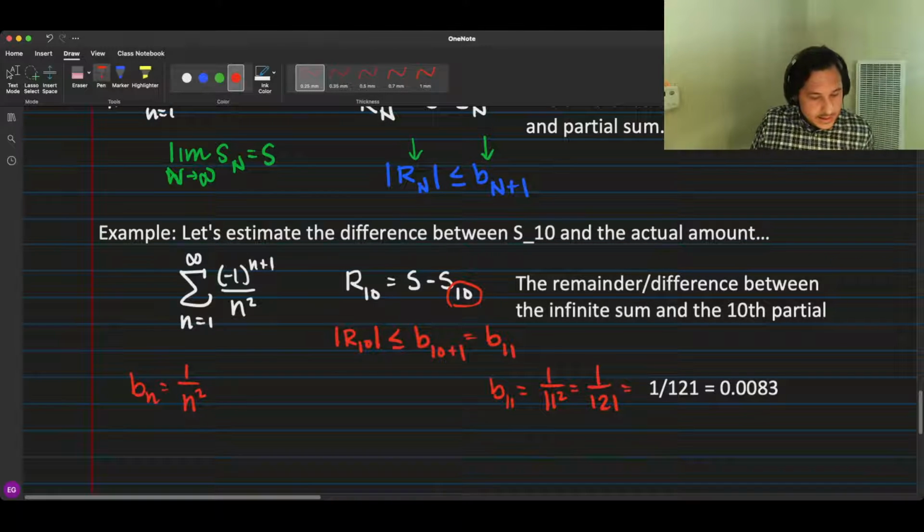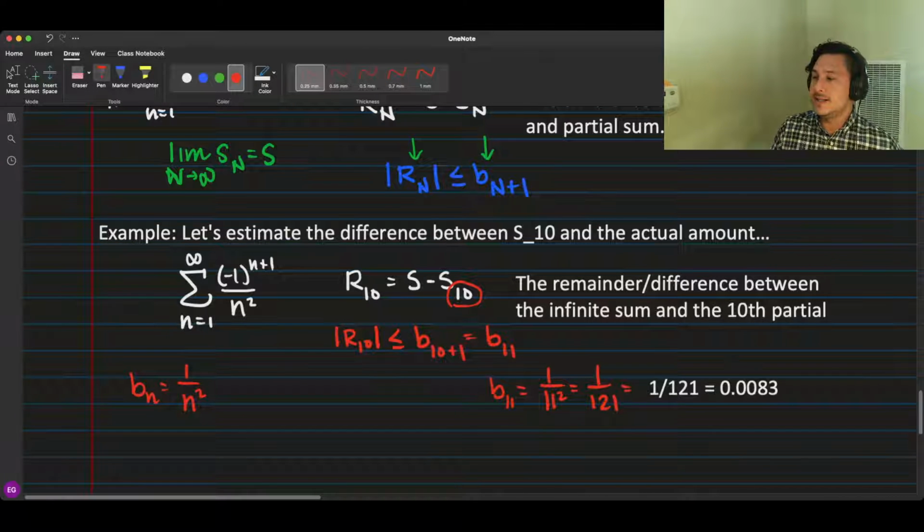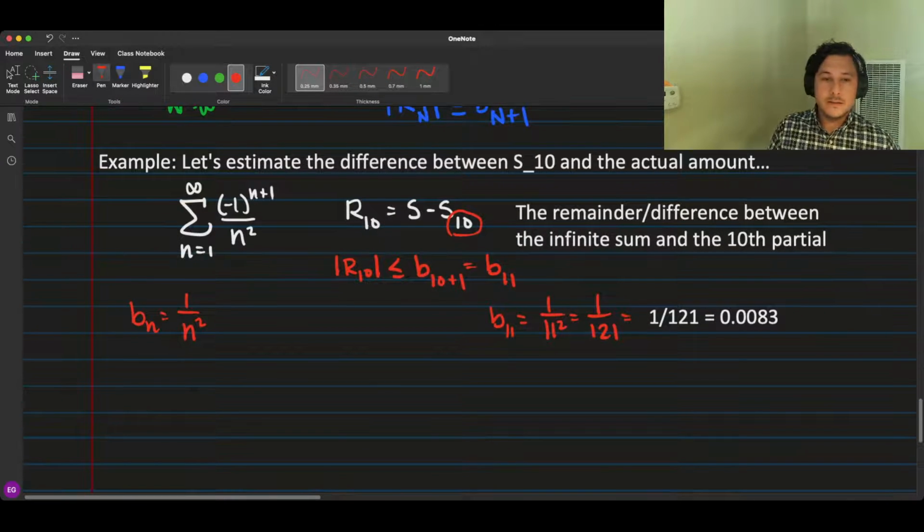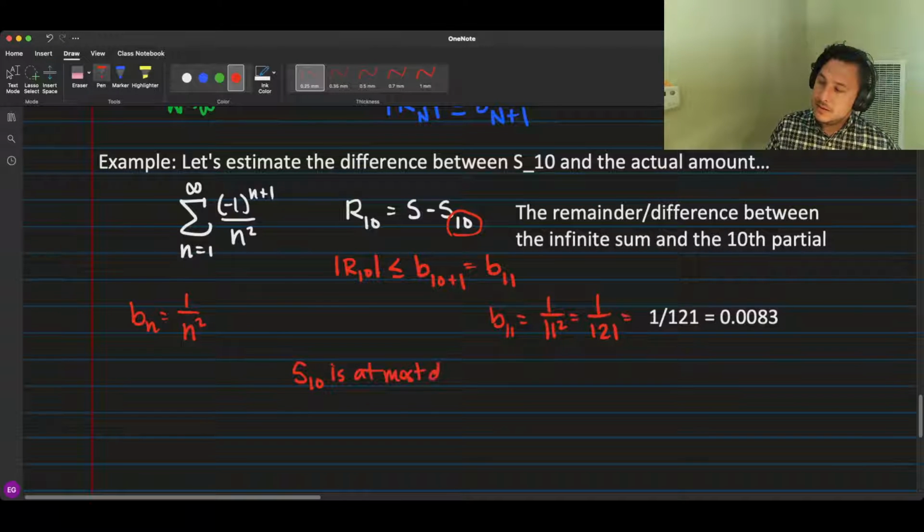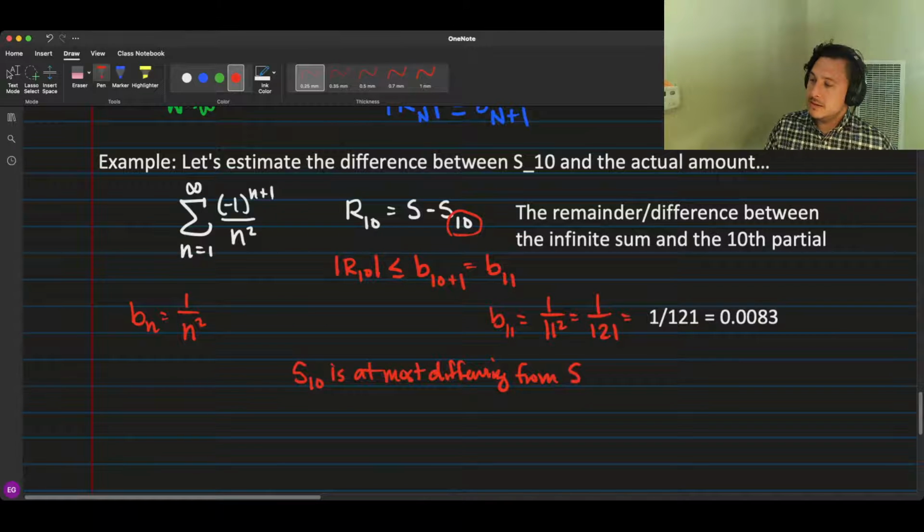Okay, so what is this telling us? It's telling us if we were to calculate S10, right? So S10 is at most differing from the value of the infinite sum S by 0.0083.